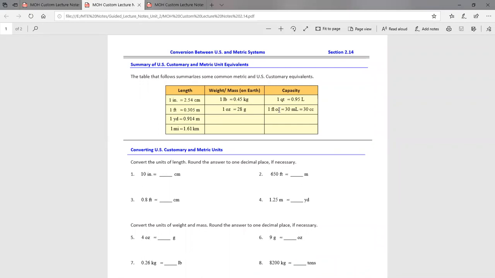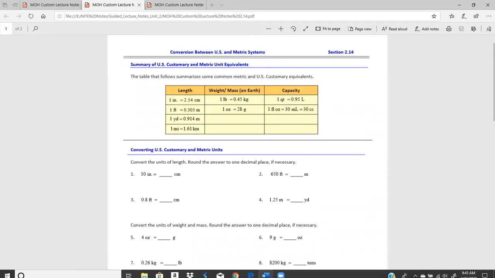Conversions between US and metric system. So I'm just going to pull up maybe. Why is it not letting me do this? Sorry, something just got hidden. There we go. It's not letting me pull up my, there we go.